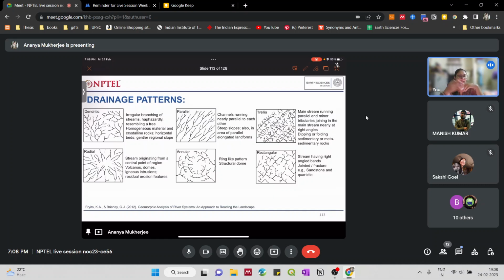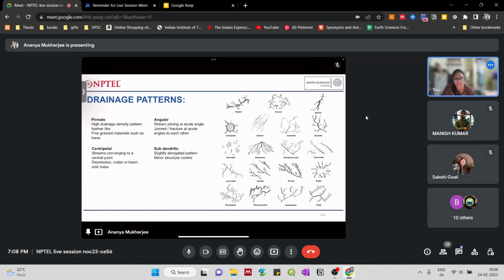Joints are connected to each other. They are linear fractures that are seen in some rocks. Faults are where a displacement has occurred along a fracture. So the rectangular drainage pattern is seen in areas where there are a lot of fractures and joints. Sandstone and quartzite are two kinds of rocks where you find a lot of joints, and that is why rectangular drainage patterns also develop in areas made up of sandstone and quartzite.